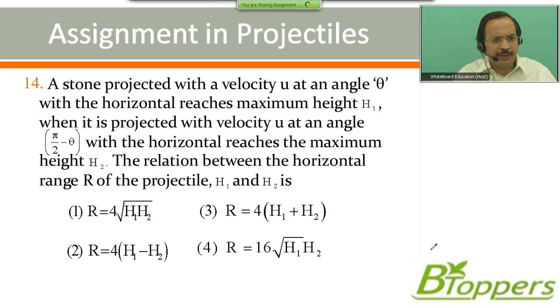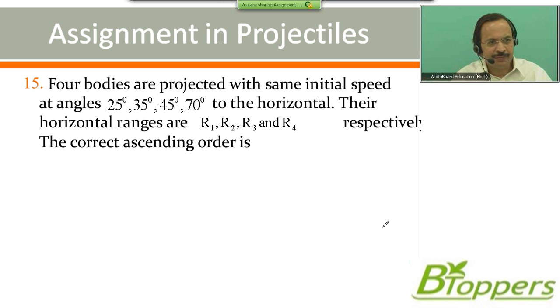See question number 14: a stone projected with a velocity u at an angle theta with the horizontal reaches maximum height h1 when it is projected. When it is projected with a velocity u at an angle pi by 2 minus 2 theta with the horizontal, it reaches the maximum height h2. The relation between the horizontal range r of the projectile, h1 and h2 is. This relationship we have discussed already in the class earlier. You will get the first option as the answer. So for question number 14, I have discussed the working, the first special case in projectiles, where you get the first option as the answer.